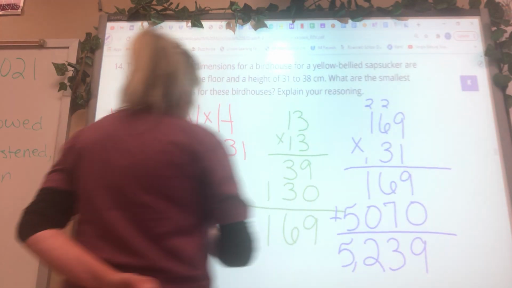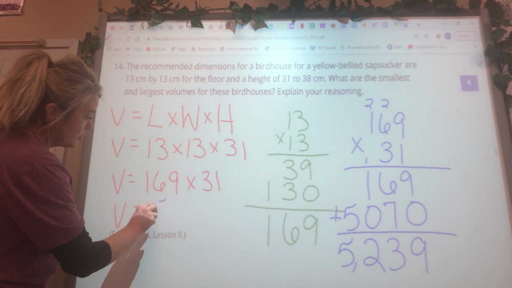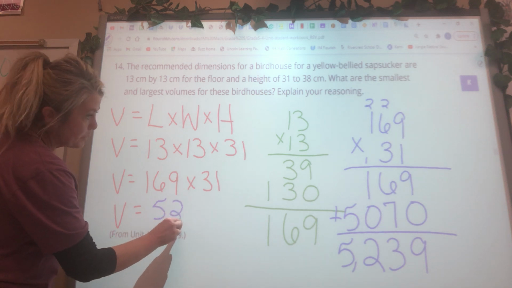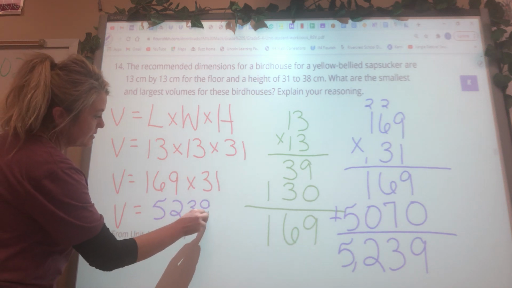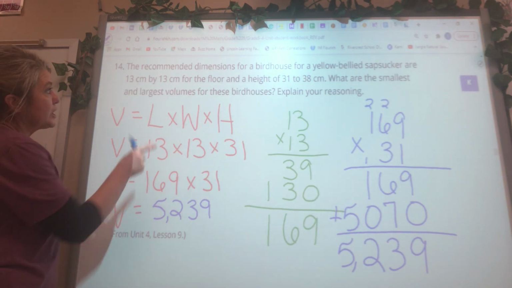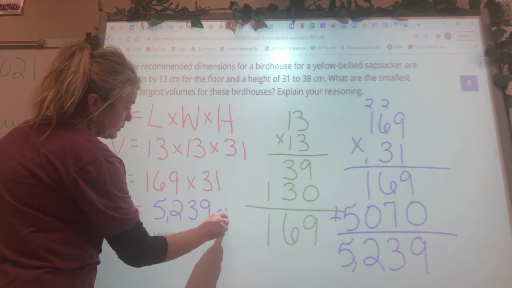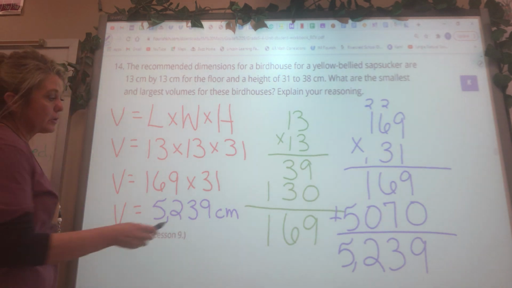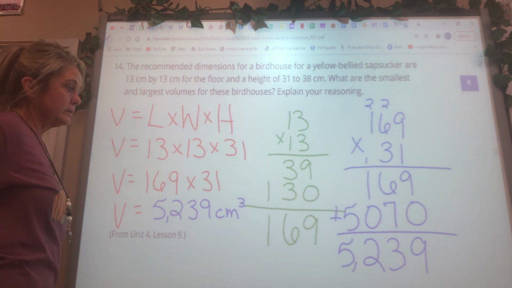So the low value, if we do the lowest height, the smallest volume will be 5,239. And don't forget, we're doing volume, so we're dealing in centimeters, and since it is volume, it will be cubic centimeters.